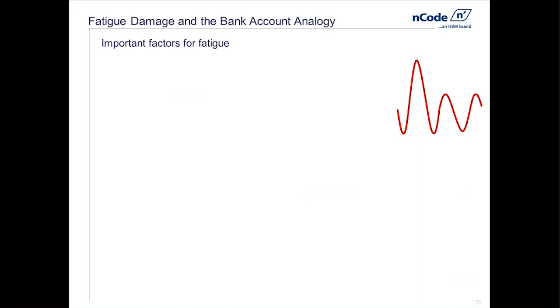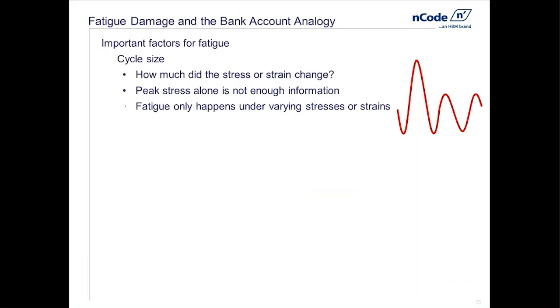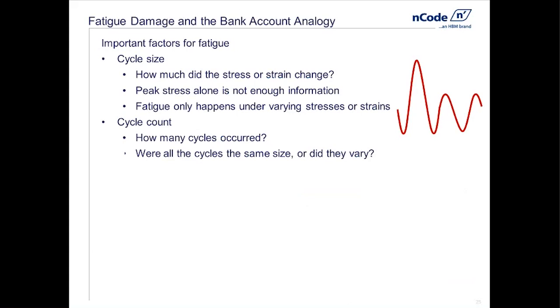Important factors in fatigue are these. The size of the cycle. How much does the stress or strain change? Peak stress is not enough. A reversed cycle is different than a zero tension cycle. Cycle size is important. Secondly, how many cycles occurred? Were they all the same size or were they different? So if we can answer these two questions, regardless of loading history, if we can somehow condense a stress history down to how many cycles of what size, then we're in good shape. This is very similar to your bank account.